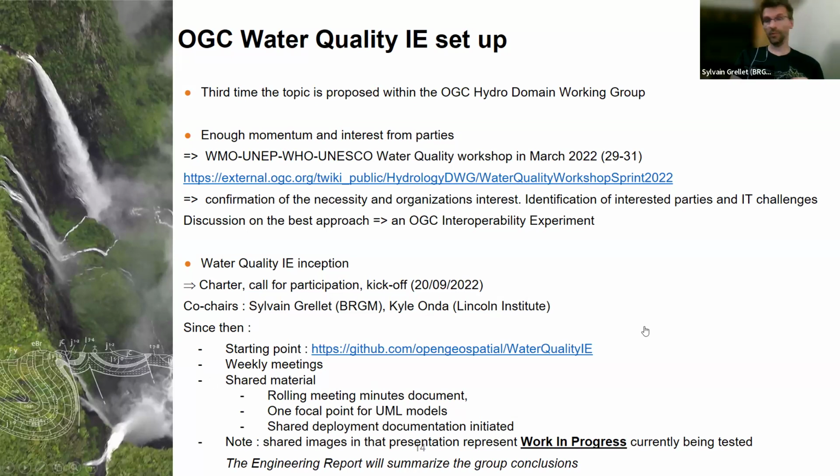The starting point, if you want to get to know what we do in more details, there is just that GitHub link to remember. And from that, you have the dispatch with all the content. Some of it I will present today. And we have shared material, rolling Google Docs. We have one focal point for UML models. We have a shared deployment documentation. By the way, all the images on the screens are work in progress. So that is being currently tested, and we will summarize our conclusion in the engineering report.